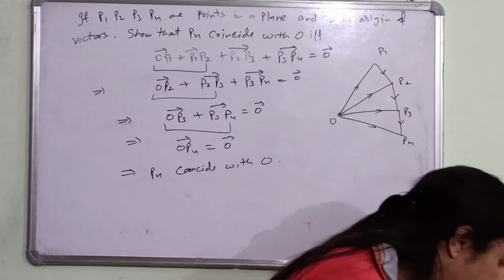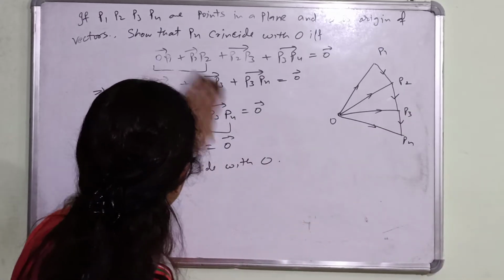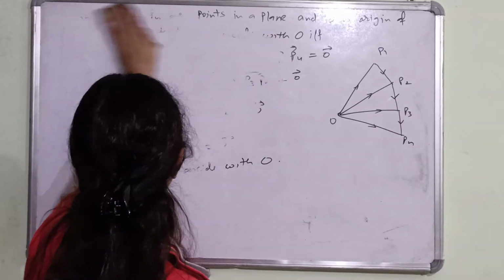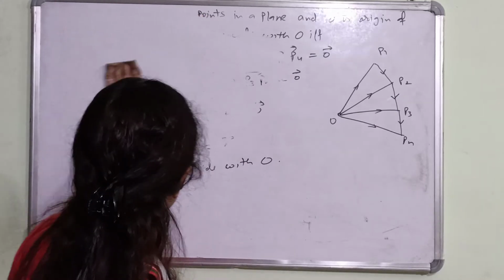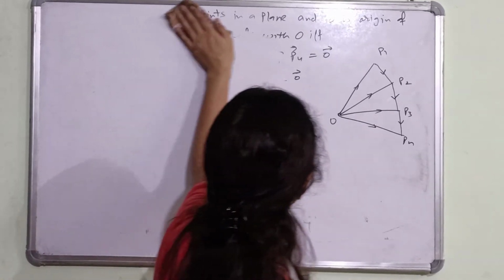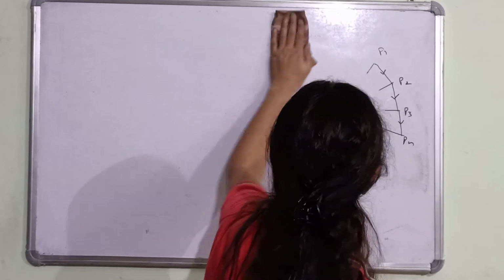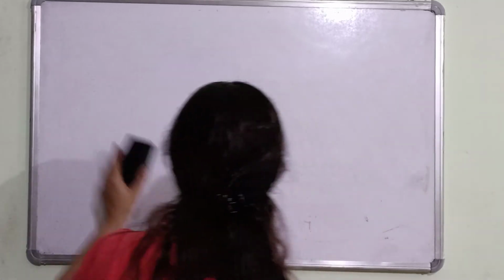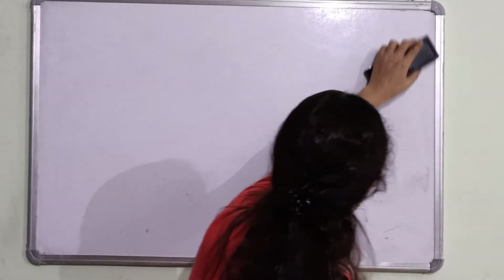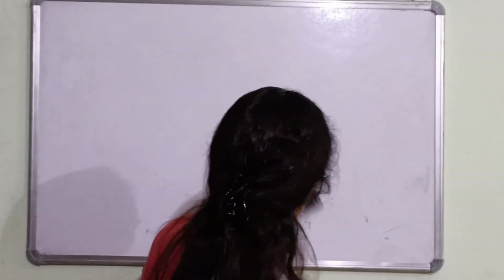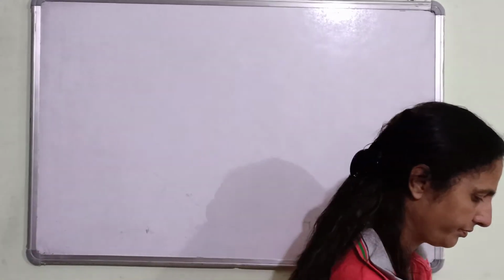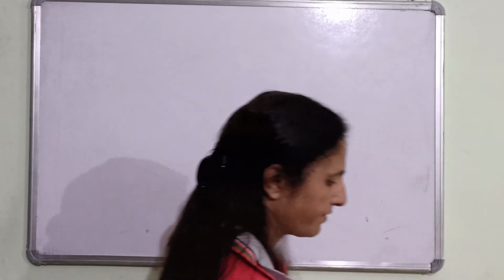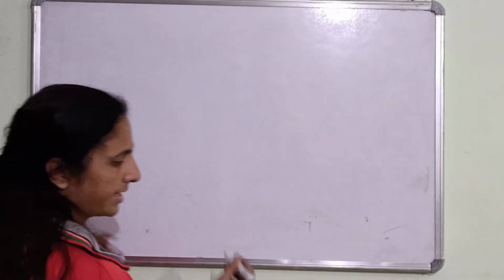Next, one more example. Let's see, that is a little bit different than the others. So take one more example. If the sum of two unit vectors is a unit vector.